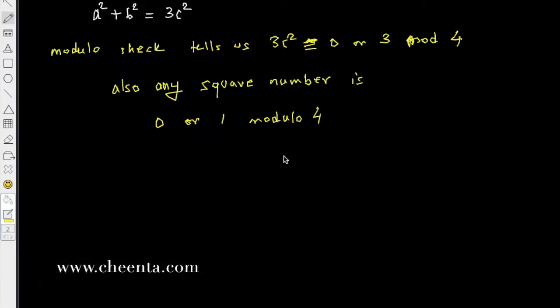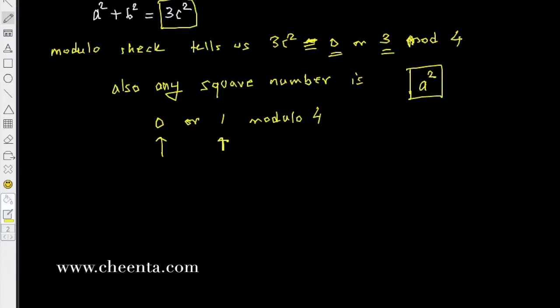In the last two lectures, we talked about this particular Diophantine equation, a squared plus b squared equals 3c squared. And we also know that a modular check will tell us that the right hand side, the 3c squared portion, gives us 0 or 3 when divided by 4. So that's the remainder that we get when divided by 4. And we also know from the previous lecture that any square number, that is, if you take any integer and square it, then it spits out remainders 0 or 1 modulo 4.